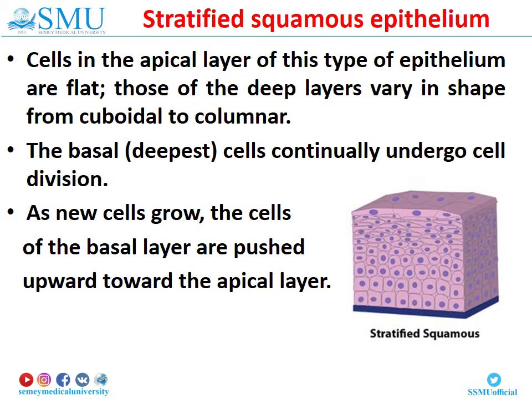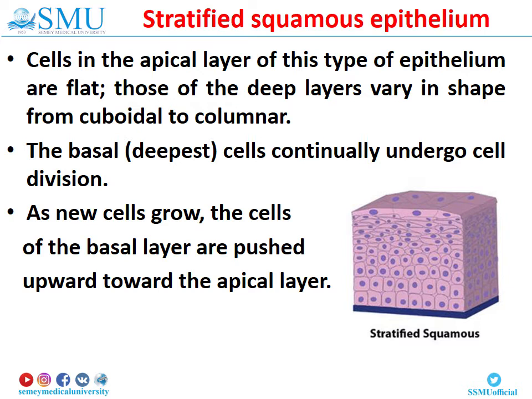Cells in the apical layer of this type of epithelium are flat. Those of the deep layers vary in shape from cuboidal to columnar. The basal deepest cells continually undergo cell division. As new cells grow, the cells of the basal layer are pushed upward toward the apical layer.